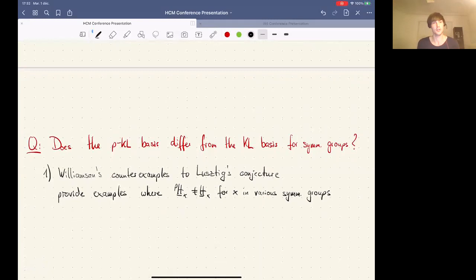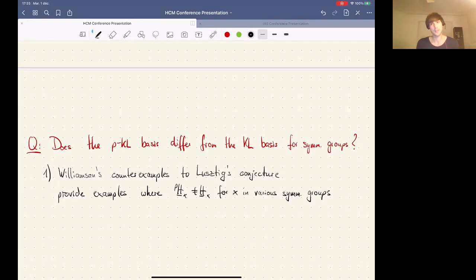And these counterexamples provide examples where the p-Kazhdan-Lusztig basis differs from the Kazhdan-Lusztig basis in various symmetric groups. And so why do I say in symmetric groups? Because in principle, Lusztig's conjecture is concerned with irreducible characters for reductive or algebraic groups. So this is more governed by the affine Weyl group. But Jordi works, first of all, in type A and in this toy model around the Steinberg weight, which is governed by actually the finite Weyl group. So for that reason, all these examples give us examples where they differ.